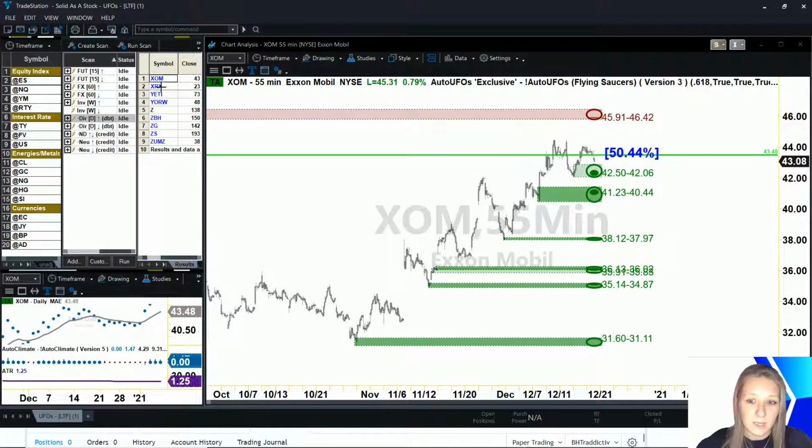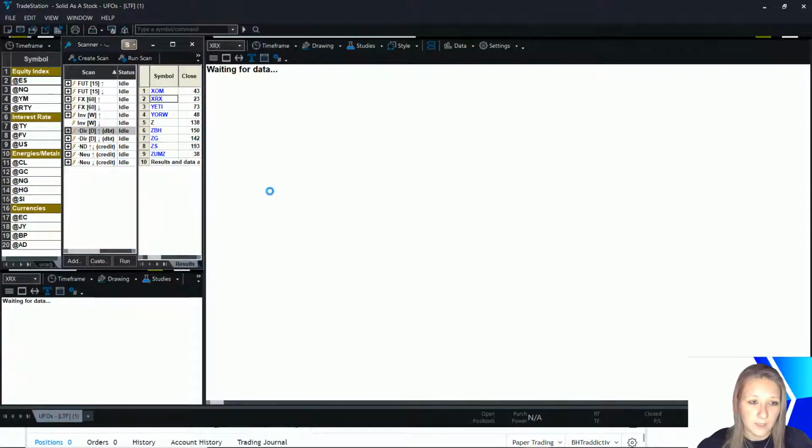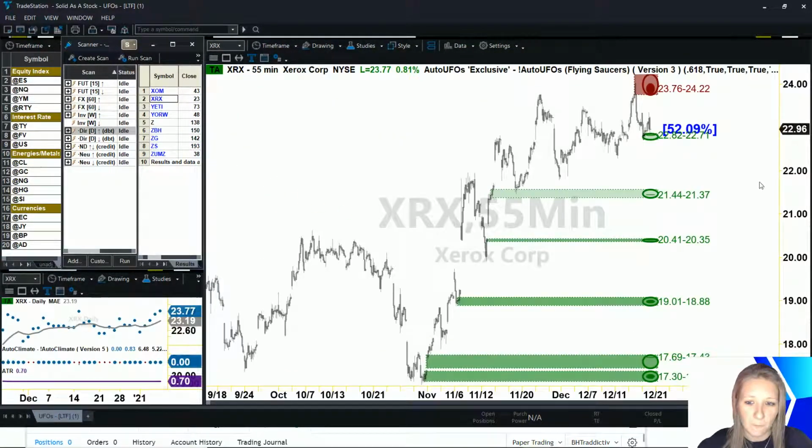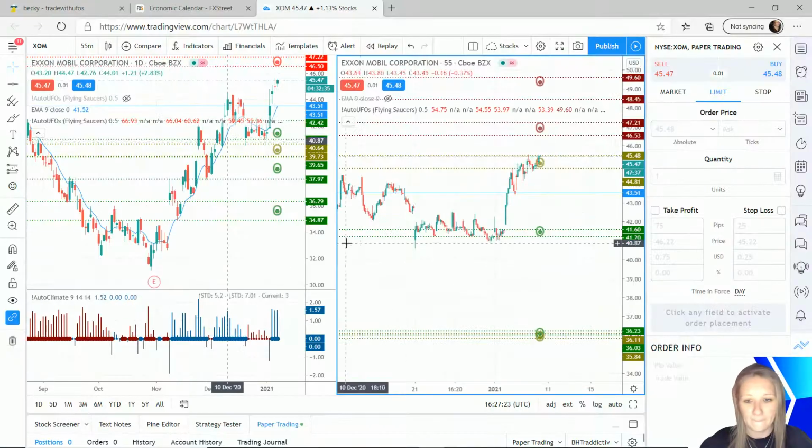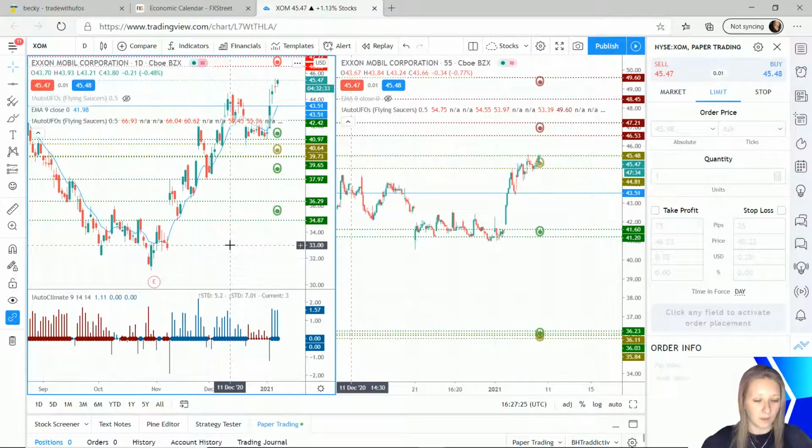So let's go to the next opportunity down here. So this is Xerox, I believe. Okay. So again, I'm not sure I'm looking at live data on this one. So let's have a quick look. We have a thick blue dot, confirmed upwards climate, probability to the upside. So let's go back to TradingView and see where we have the opportunity here.